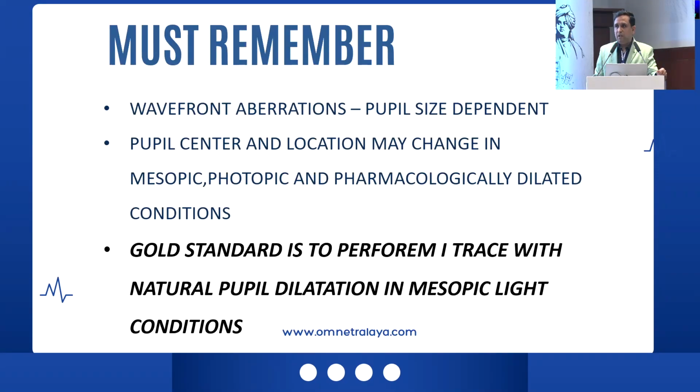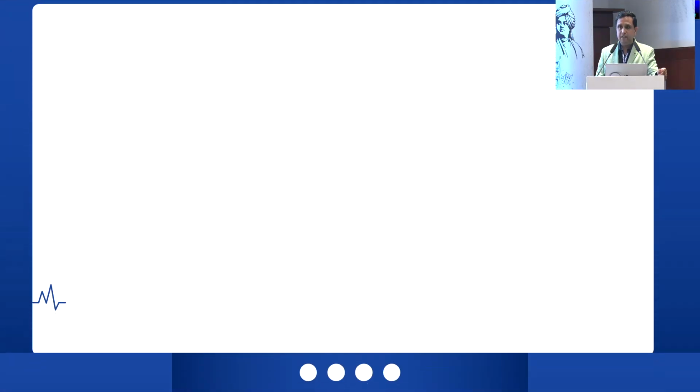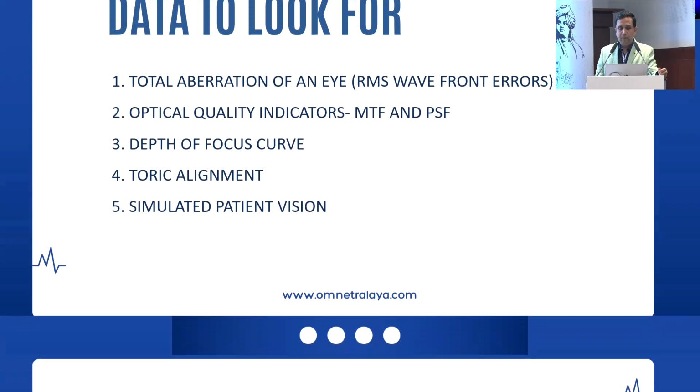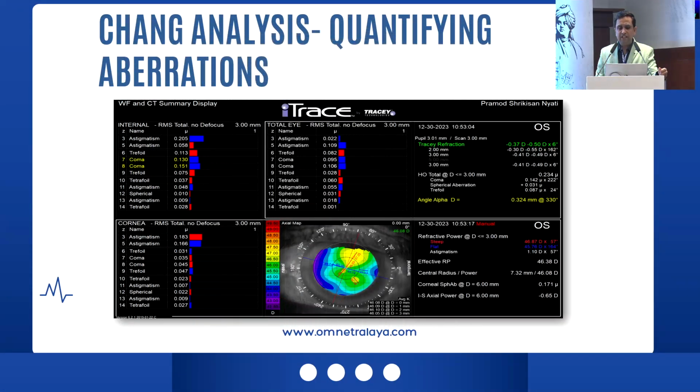But before testing the results, we must remember that these wavefront aberrations are pupil size dependent. Pupil center and location may change in mesopic, photopic and pharmacologically dilated conditions. So the gold standard is to perform the iTrace with a natural, neutral pupillary dilatation in mesopic light condition. So what are the tests we look for in any EDOF or any lens condition? We'll go one by one. The first and the most important is the Chang's analysis. This analysis was devised by Chang, and as you can see, this central square shows the total aberration.